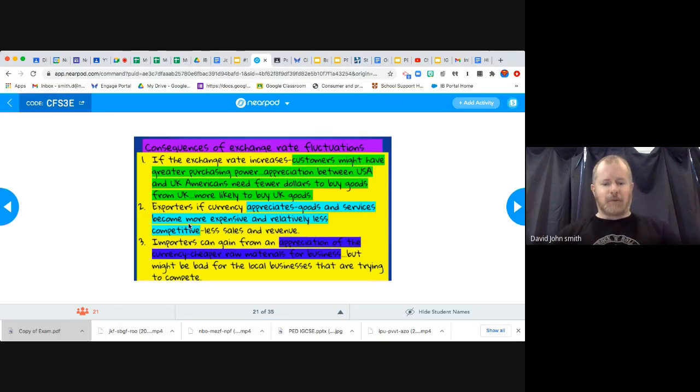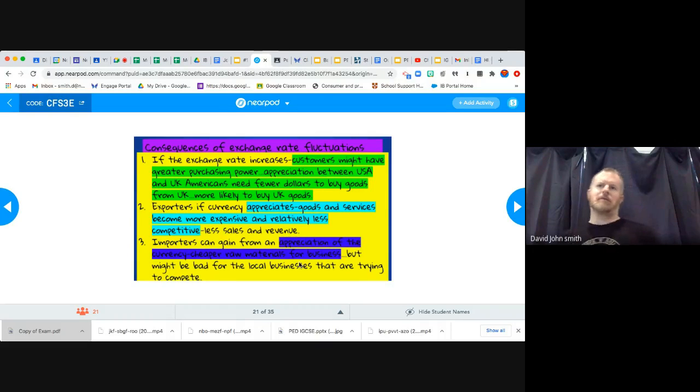Next one, exporters. If currency appreciates, the exporters, the people sending the goods and services overseas, are going to be unhappy because the goods and services that they are attempting to export are now more expensive, and therefore they're relatively less competitive. So we expect less sales and less revenue for exports. So importers happy if it's an appreciation, exporters unhappy. All right. If you are importing raw materials, then your business, they're going to get cheaper. So you're going to be happy with that.